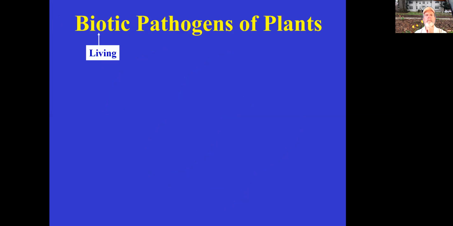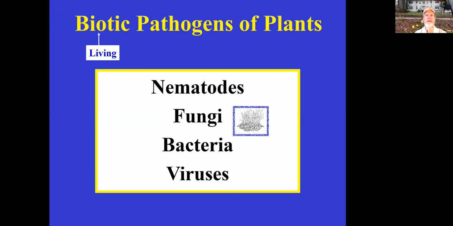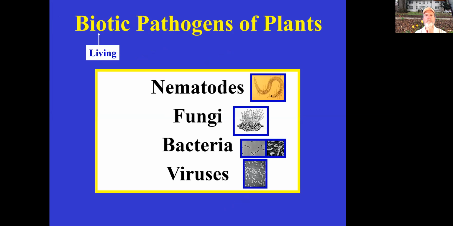And then instead of abiotic, now we're talking about biotic. These are the living pathogens. And we'll talk about these more or less as we go along in this talk. There's nematodes, which are those little microscopic worms. There's fungi, which is primarily the biggest group that we talk about. Bacteria is definitely there. And they get smaller and smaller as we go down this list.